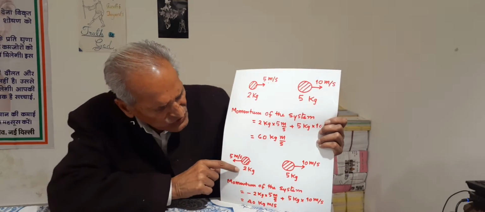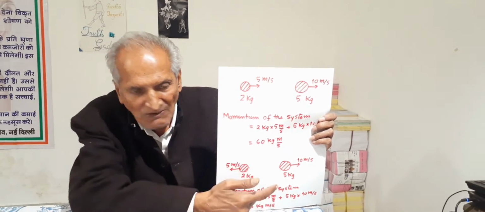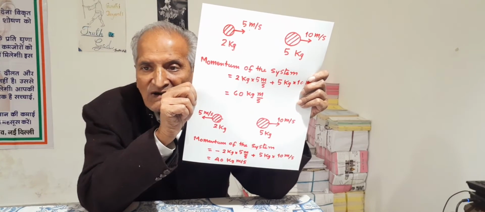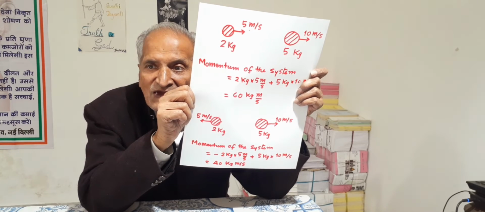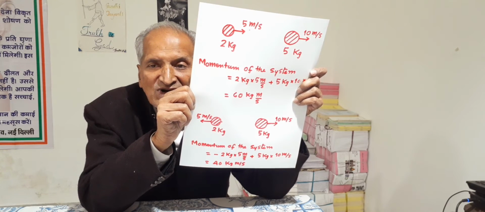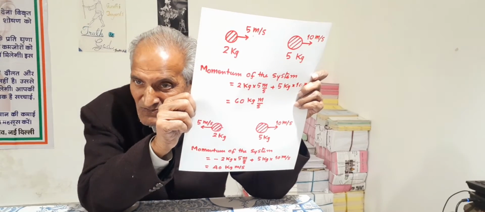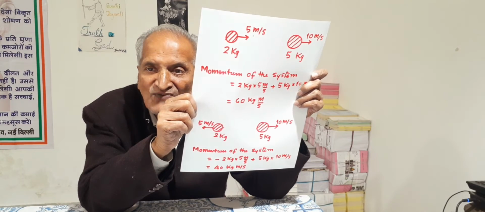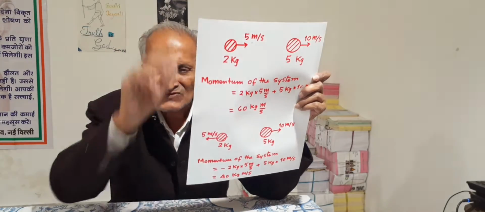Now consider this 2 kilogram body moving in the backward direction, but the 5 kilogram body moving in the forward direction. What will happen? The momentum of the bigger body is 50 units, whereas the momentum of the second body is 10 units in the opposite direction. So it's called negative momentum. So the net momentum of the system would be 50 minus 10, which is 40 units. Be careful about momentum.